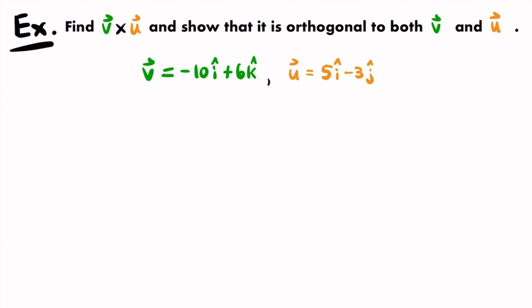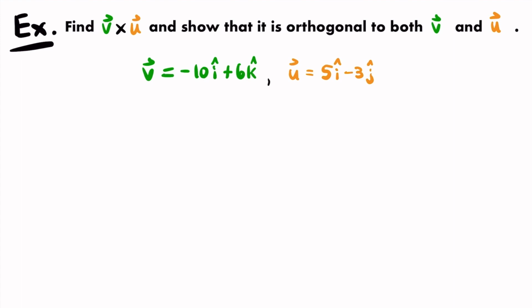Now we already know that the cross product of two vectors gives us a vector that is orthogonal to both of the vectors involved in that cross product. However, in this example, we are asked to also show or prove that that is true, that the cross product vector actually is orthogonal to both of these vectors. We'll talk about how to show that in just a little bit, but first, let's just find that cross product, and then we'll worry about that second part of showing that it is orthogonal to v and u.